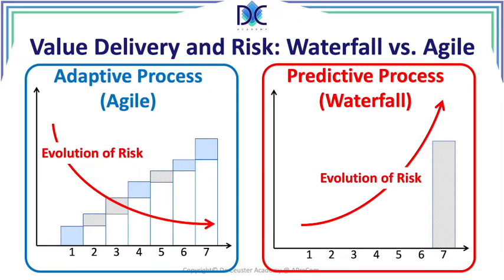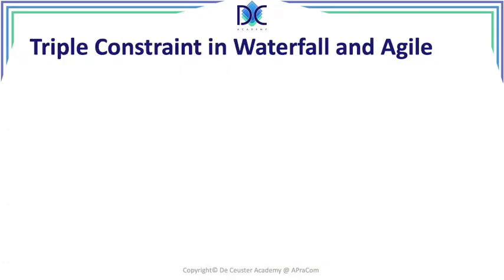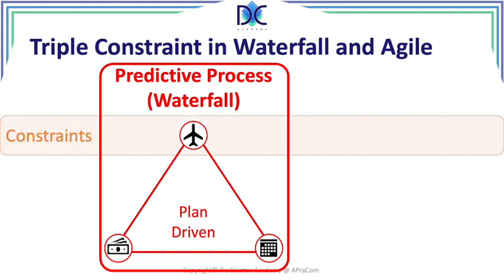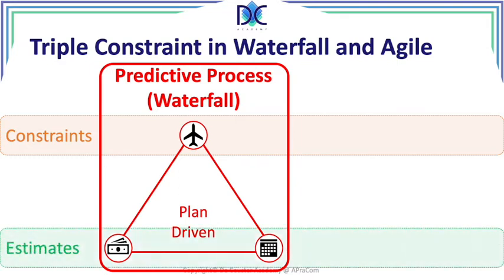Now, when we look at the triple constraint and we compare the triple constraint with waterfall and agile, we see that when we have a predictive process, we have the triple constraint. We have the cost, the time, and the scope. And typically what we have here is a plan-driven process. We have the constraint, typically the scope, and the estimates, which are cost and time.